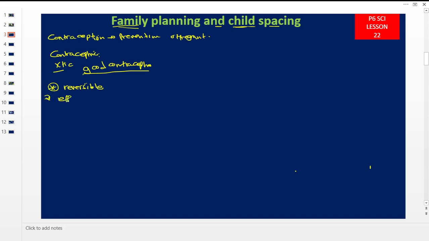2, the method must be effective. So it has to fulfill what I want. What do I want? To prevent becoming pregnant. So it has to prevent me from getting pregnant. So it has to be effective. Then number 3, it has to be readily available.